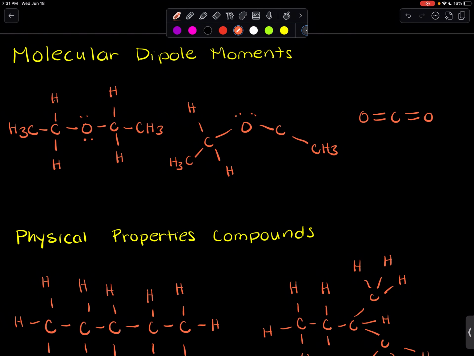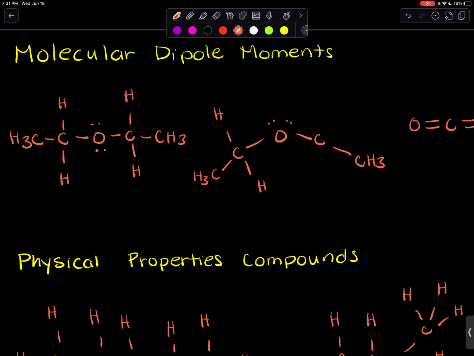So we are looking at molecular dipole moments. Let's take a look at the first structure here. In order to figure out if a compound is bent, we need to look to see if there's a dipole moment.